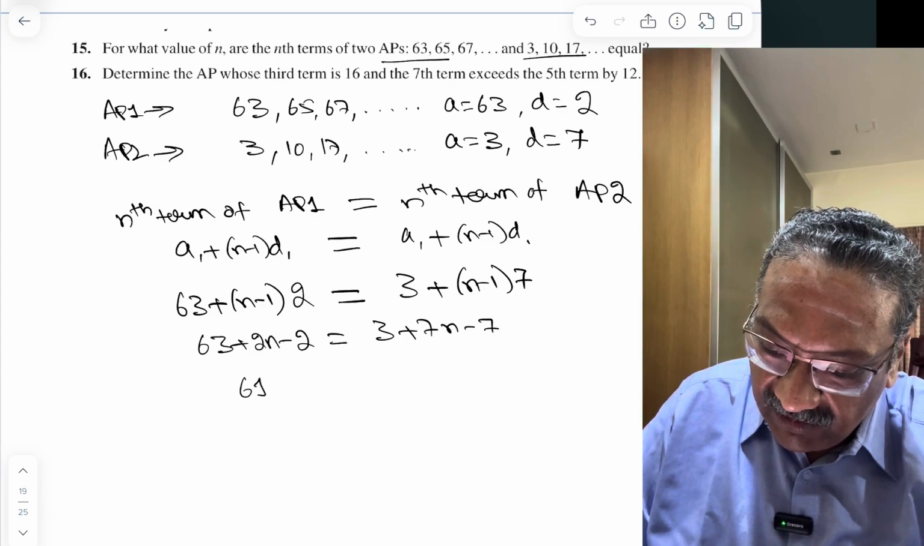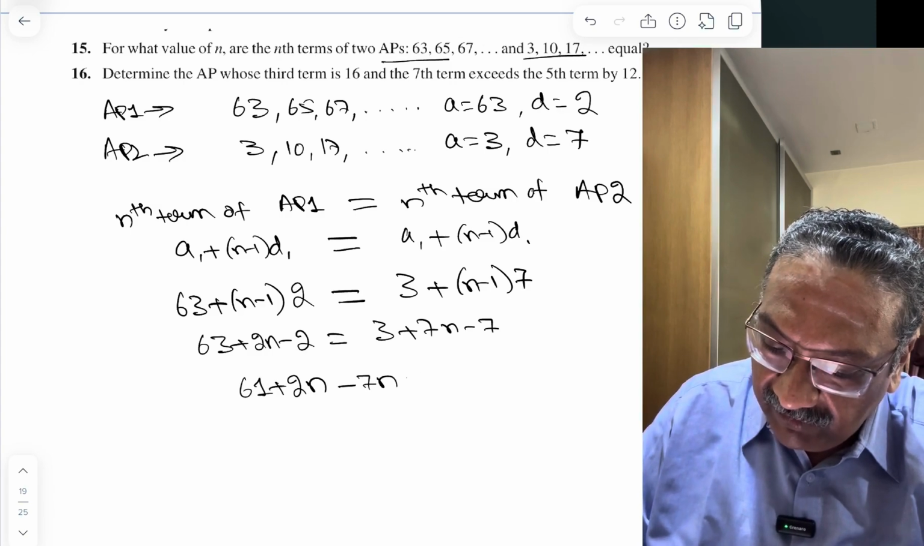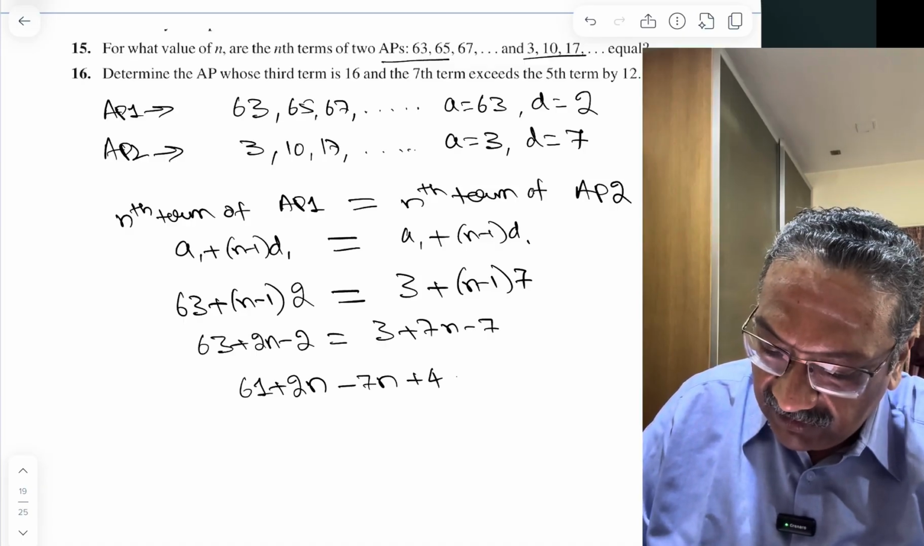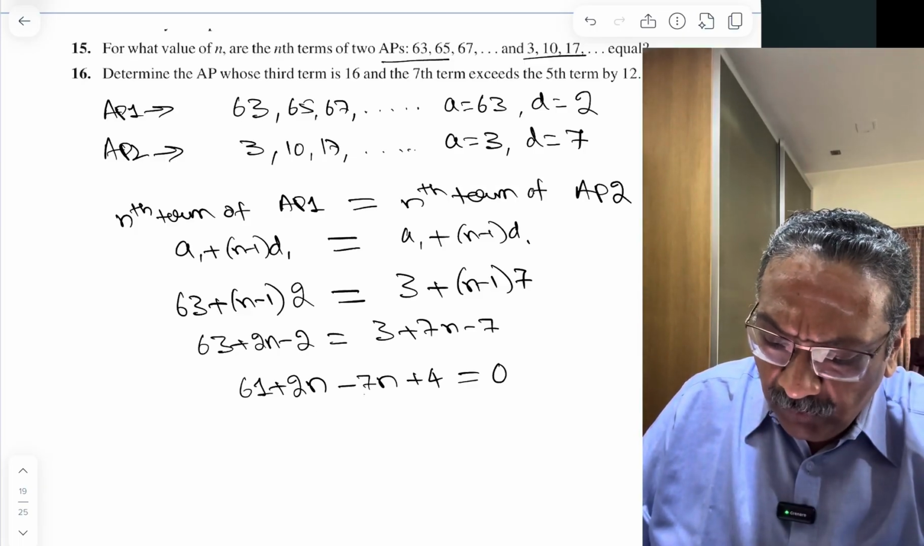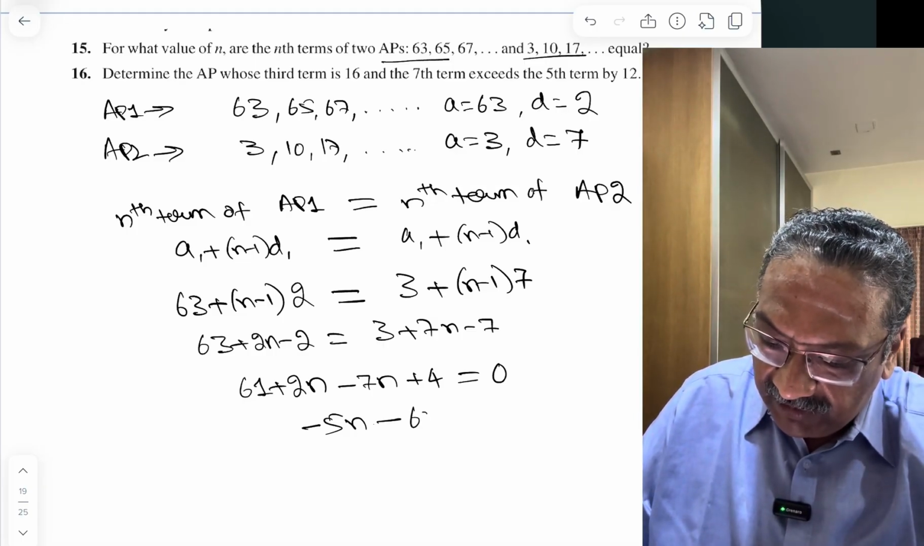63 minus 2 is 61, plus 2n. Let us bring this 7n here, minus 7n. 3 minus 7 is minus 4. If it comes to this side, it becomes plus 4, equal to 0. 2n minus 7n is minus 5n. Sorry. Minus 61 plus 4 is minus 65.